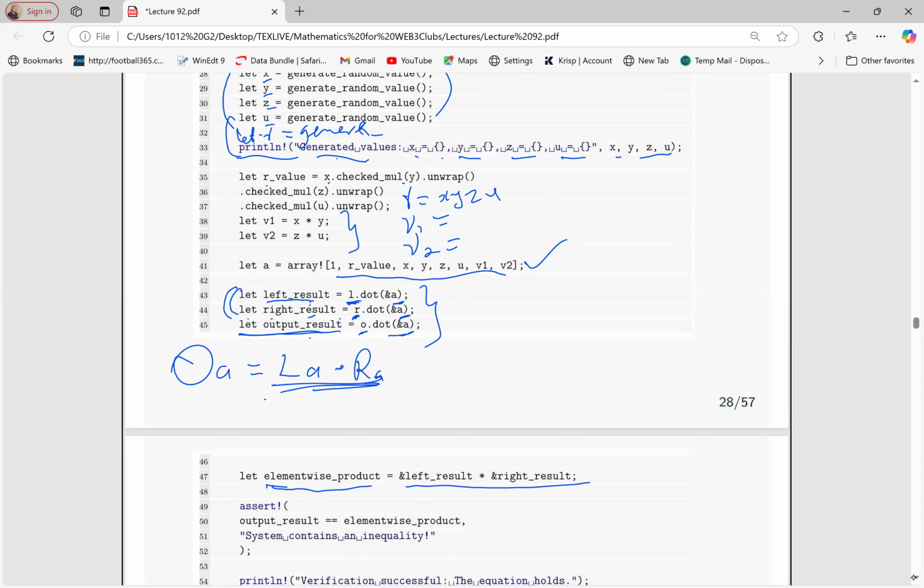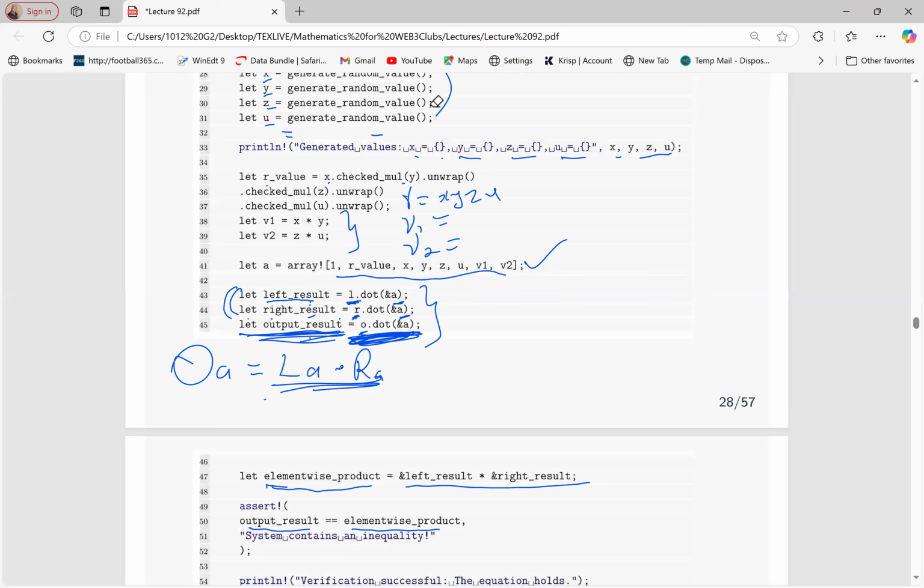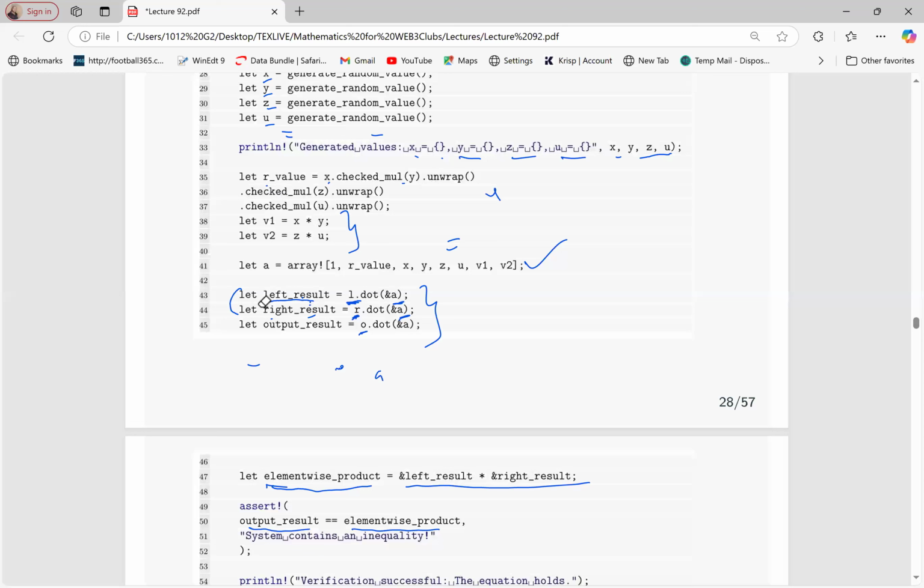Let the output result be O times A. So I now want it to tell me whether the output result equals the element-wise product. That's what I want it to tell me. Now, if they are equal, then it must tell me that verification is successful. But if it's not equal, then it must tell me that there's an error.